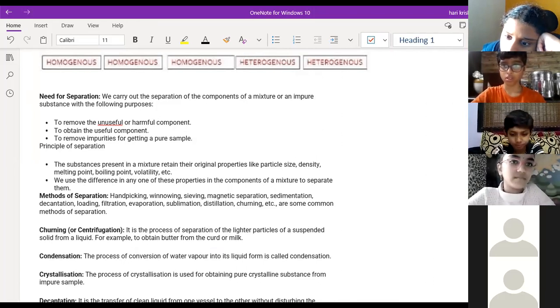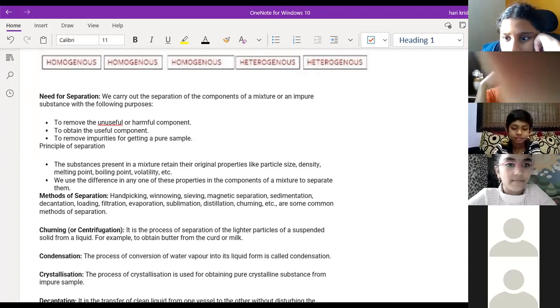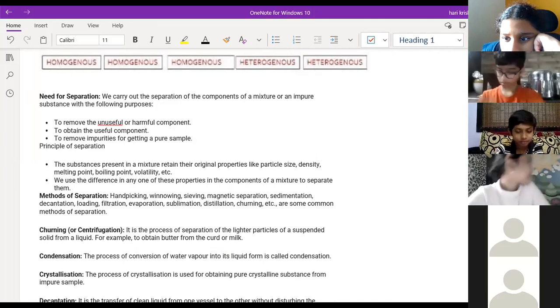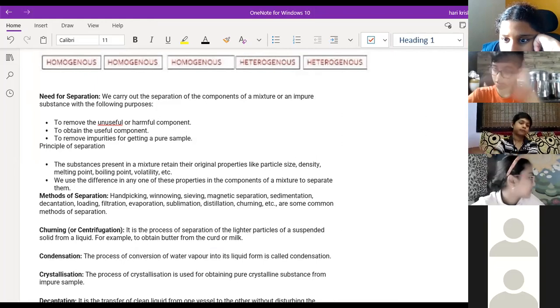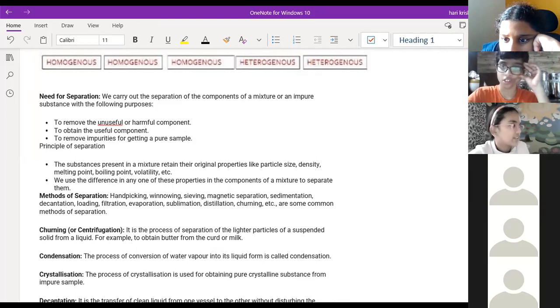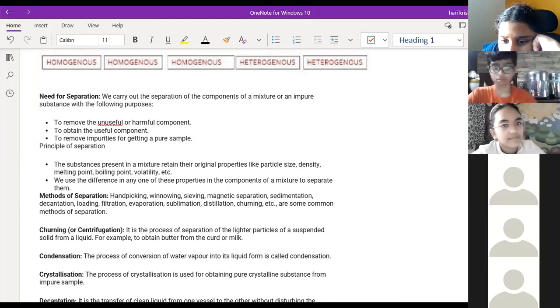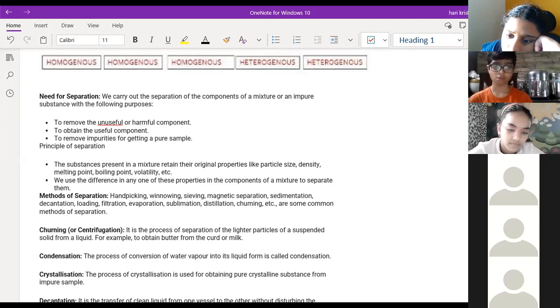The next one. Sir, to obtain the useful compound. So after removing the harmful substance, we will get the useful components. Sir, separation of substances is necessary when we need to remove any harmful or unwanted substance. Yeah. So to remove the unwanted or harmful substance, or to remove impurities from the pure sample, or to get the useful component of the substance from the mixture. For these three purposes we do the separation techniques.